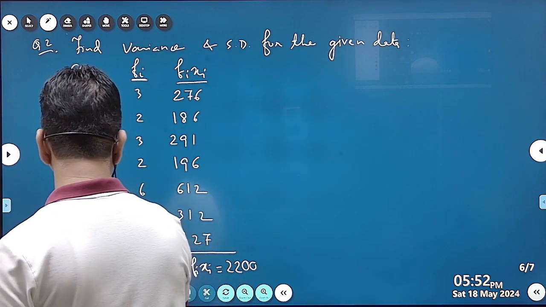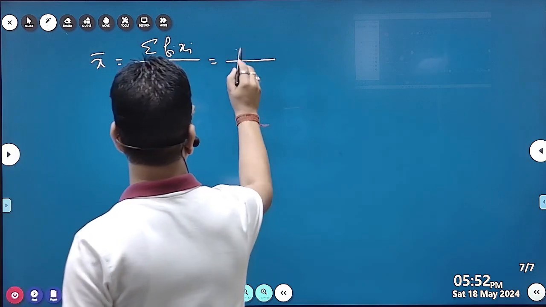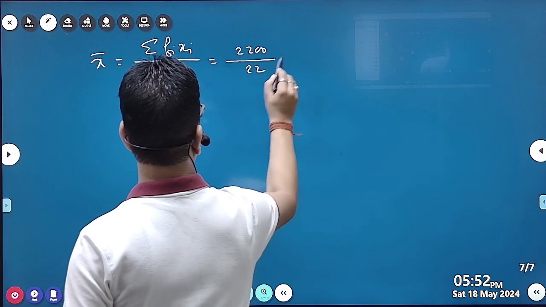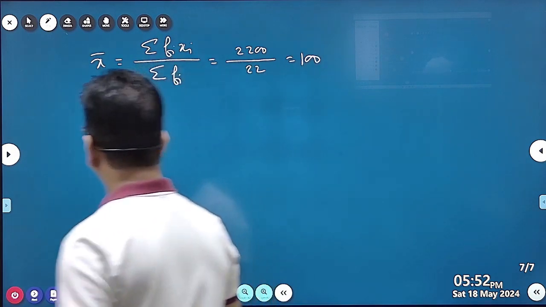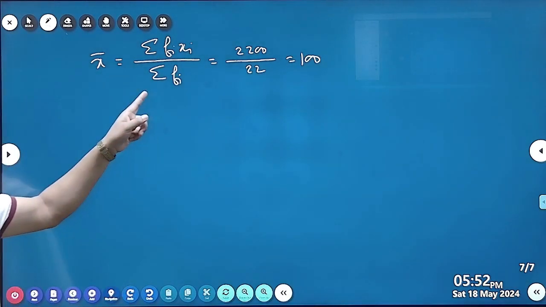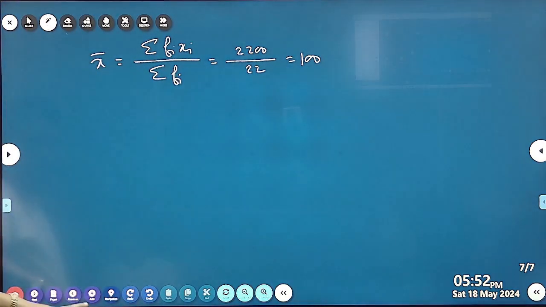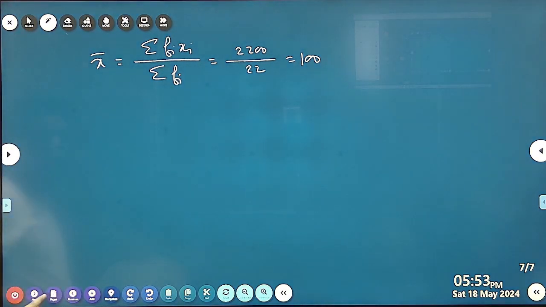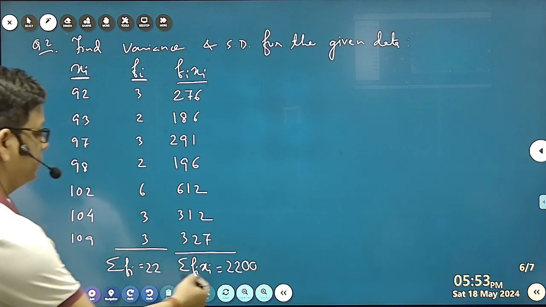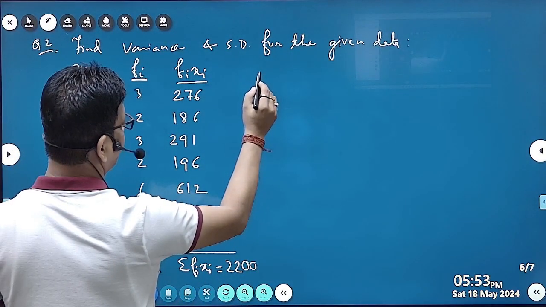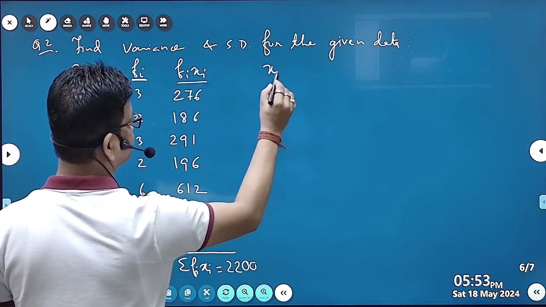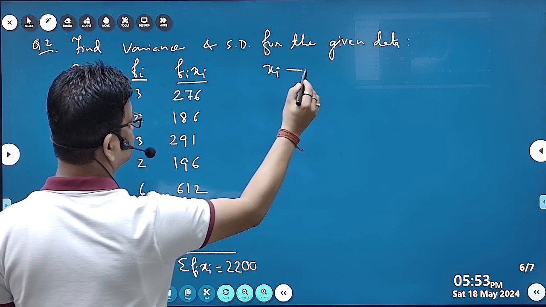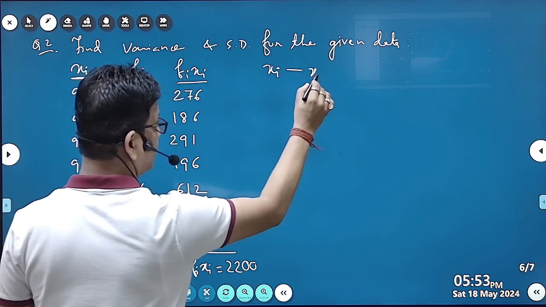It's an easy one, yes or no? 2200 by 22. Is it 100? Okay. Now, the actual requirement is to put this in the formula. So x bar we got is 100. Now with this x bar, let us go for the next column. What should it be? Tell me. xi minus x bar.